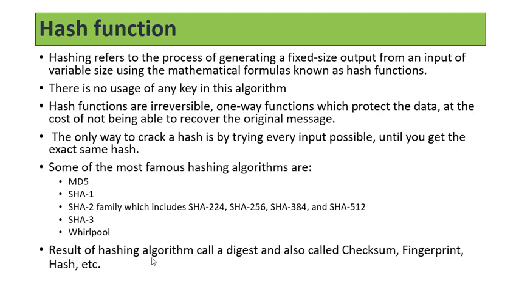The result of a hashing algorithm is called a digest, and also called checksum, fingerprint, hash and so on. So whenever you provide any input value to be hashed, the final output will be called a digest, and also called checksum, fingerprint, hash and so on. So there are many names for that particular output value.